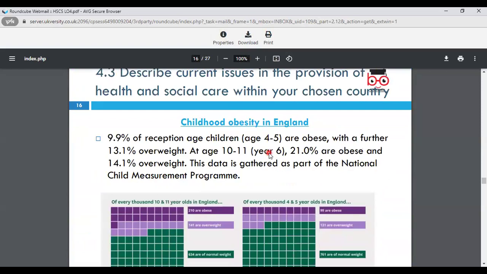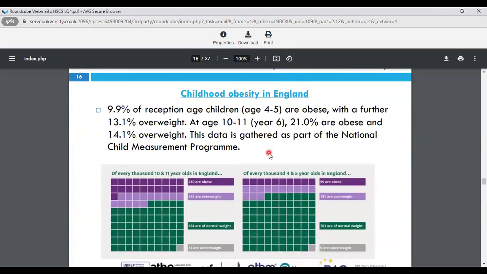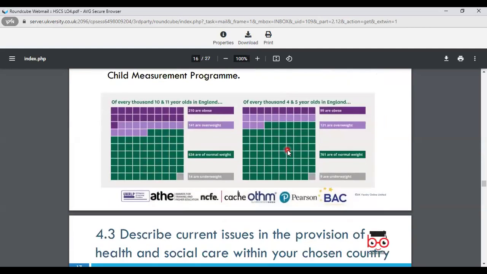And then childhood obesity is also very common in England, this part of the world. 9.9% of children aged 4 to 5 are obese, with a further 13% being overweight. At the age of 10 to 11 years, Year 6, 21% are obese and 14% are overweight. This data is gathered as part of the National Child Measurement Programme.